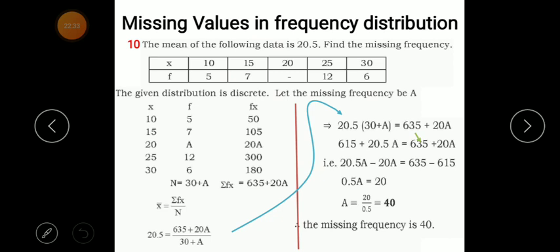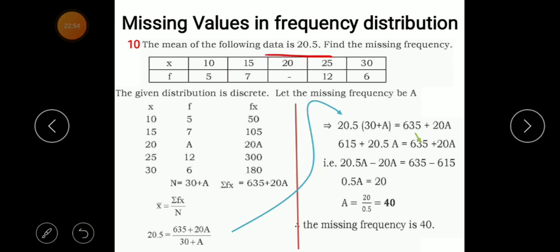Now the given distribution is discrete. So let us find the missing frequency. Let the missing frequency be A. You can take any alphabet. Now we are supposed to find the missing frequency, and the mean is given.